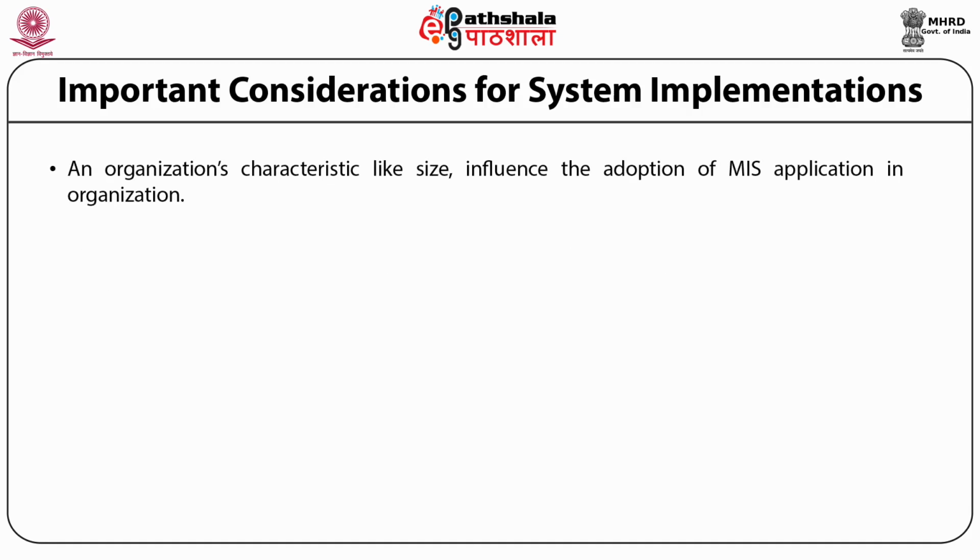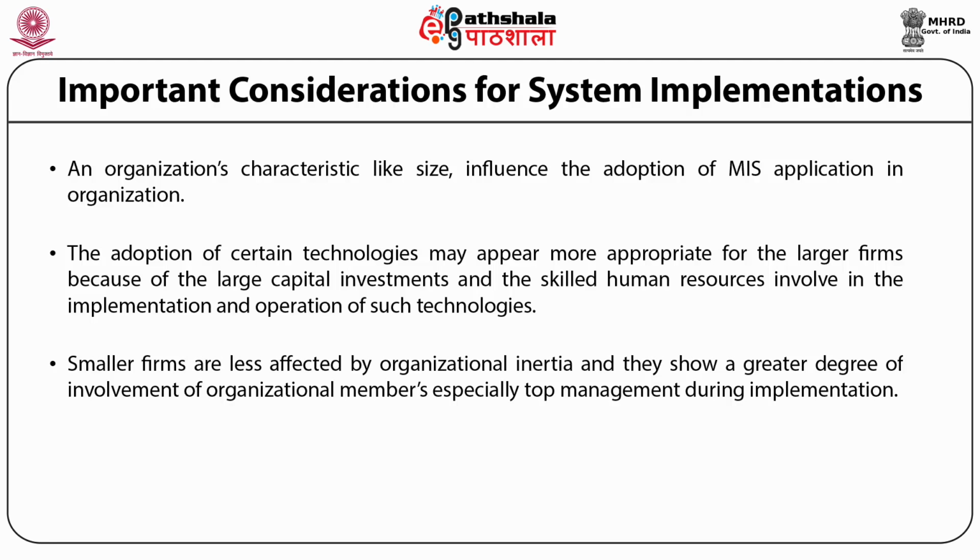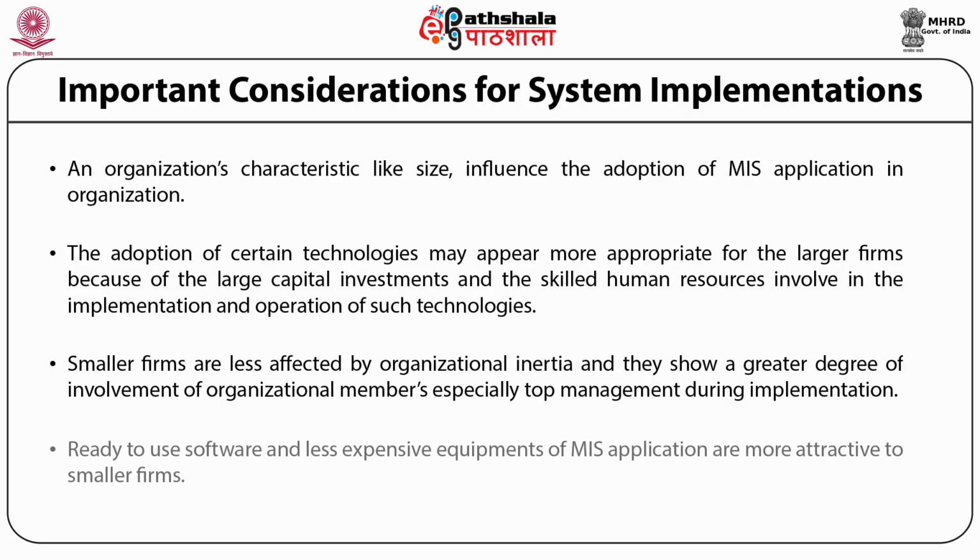Organizational characteristics such as size influence adoption of MIS applications. The adoption of certain technologies may appear more appropriate for larger firms because of the large capital investment and the human resources involved in implementation and operation of such technologies. Smaller firms are less affected by organizational inertia. As they grow, there is a greater degree of involvement of the organizational members, especially top management, during the implementation. Ready-to-use software and less expensive equipment are more attractive to smaller firms.